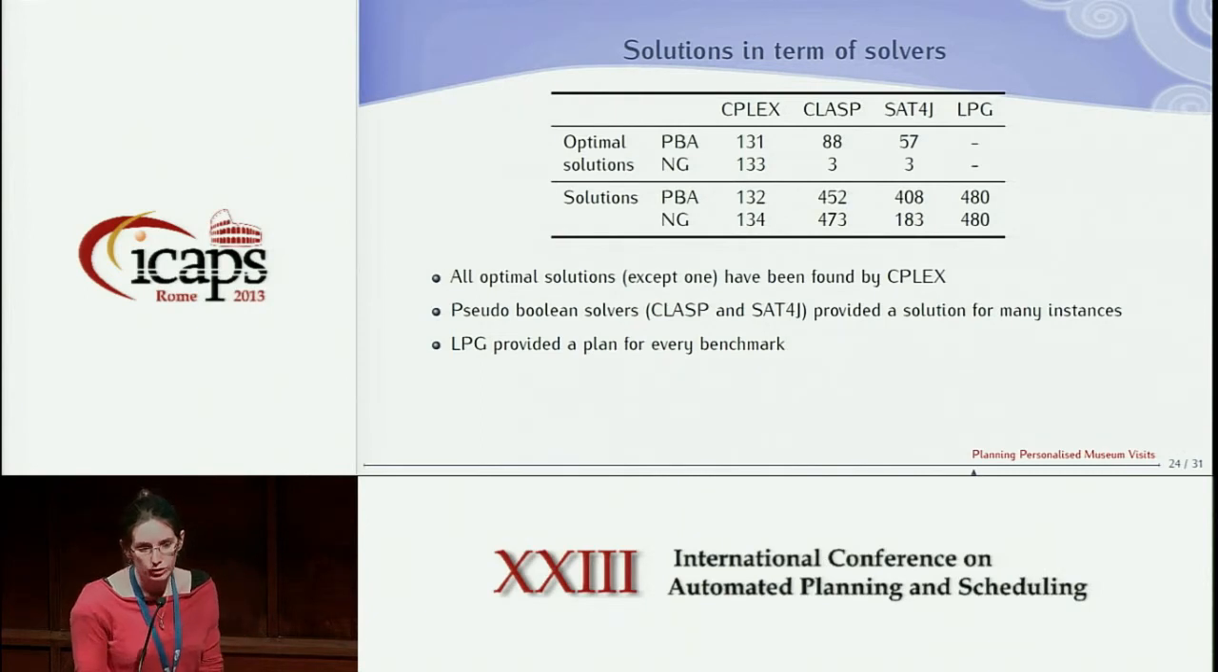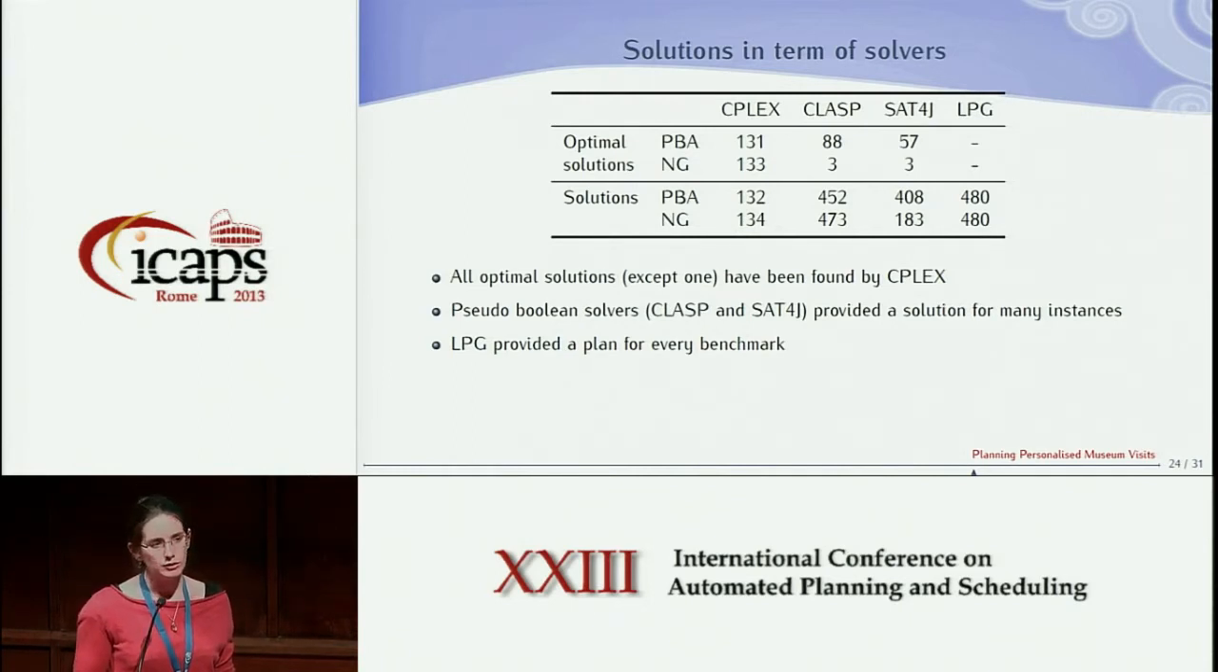So what are now the experimental results? We used four solvers: CPLEX, which is the well-known mixed integer solver; CLASP and SAT4J, which are pseudo-Boolean solvers; and for the planning approach, we used LPG. All optimal solutions were found by CPLEX. SAT4J and CLASP had quite good behavior on most of the instances, and could find plans for most of them. And LPG gave very good results and found a plan for all the benchmarks.